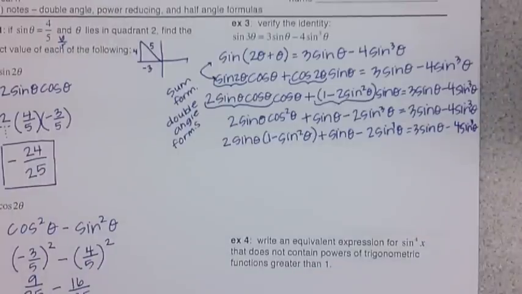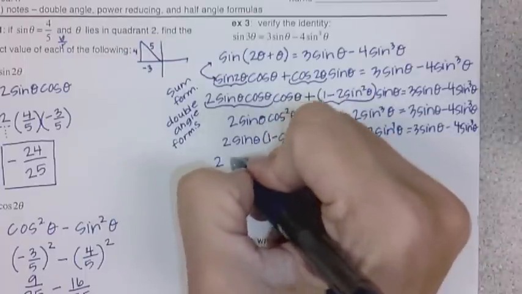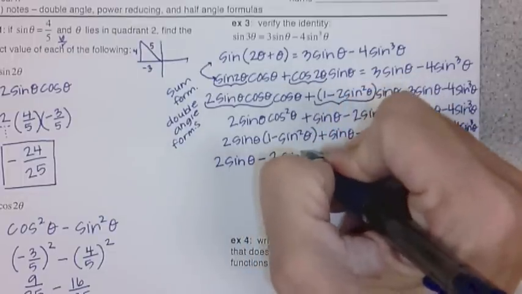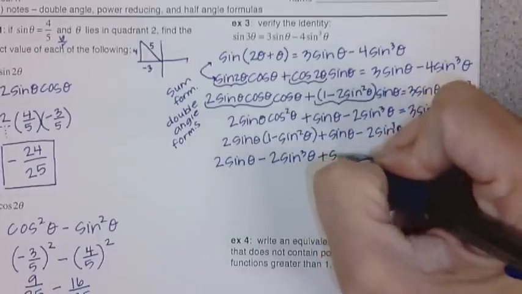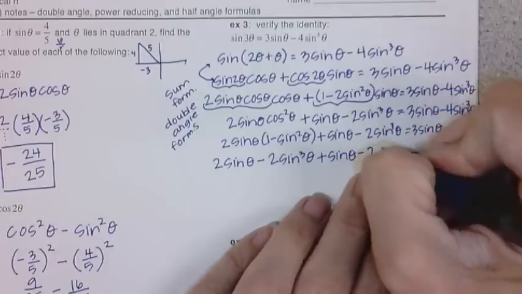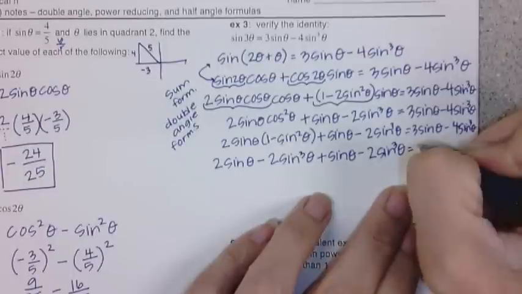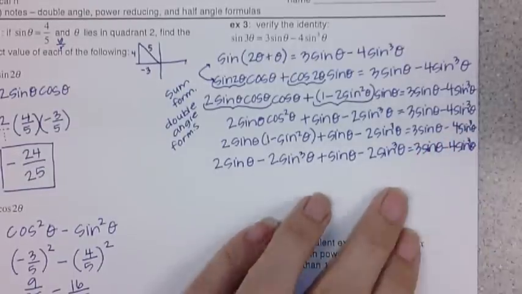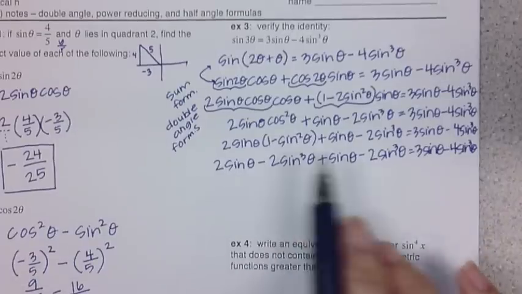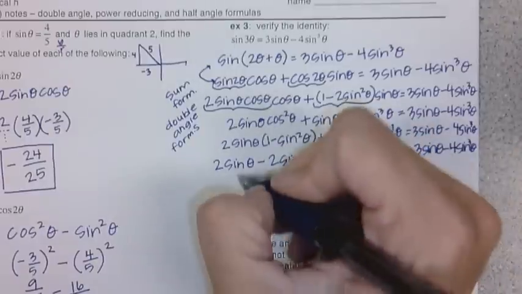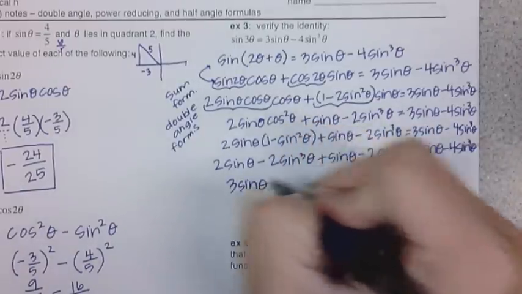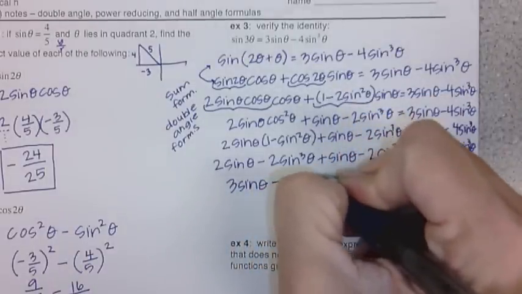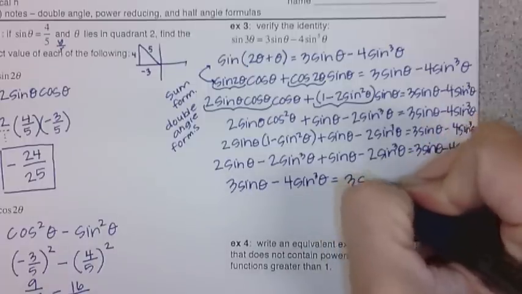Once I get here, now I'm going to distribute this. So I get 2 sine theta minus 2 sine cubed theta plus sine theta minus 2 sine cubed theta. And you can see that this has worked itself out nicely, and we just need to combine like terms and then we're at our last step. So 2 sine theta and sine theta is going to create that 3 sine theta, and negative 2 sine cubed theta and negative 2 sine cubed theta makes negative 4 sine cubed theta, and there we have it. We get to put the check mark.